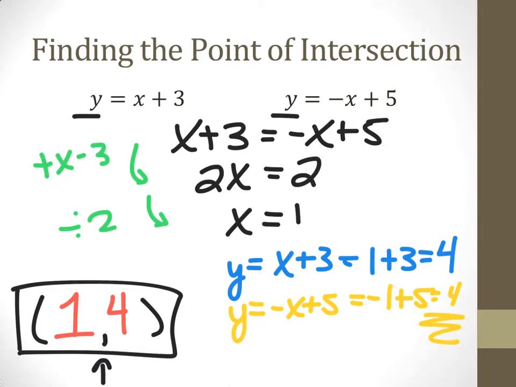And it makes sense, right? Because this point has to be on both of these equations. So when you substitute this in, it makes both of them true statements. So our solution to this system is that you have 1 comma 4.